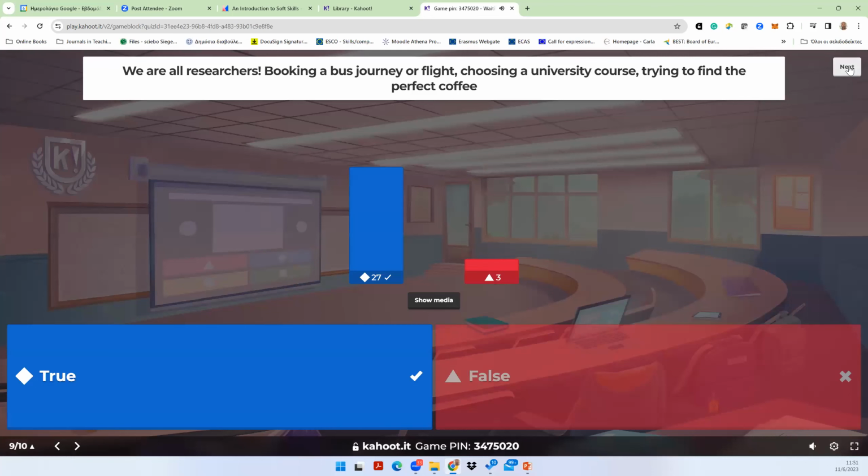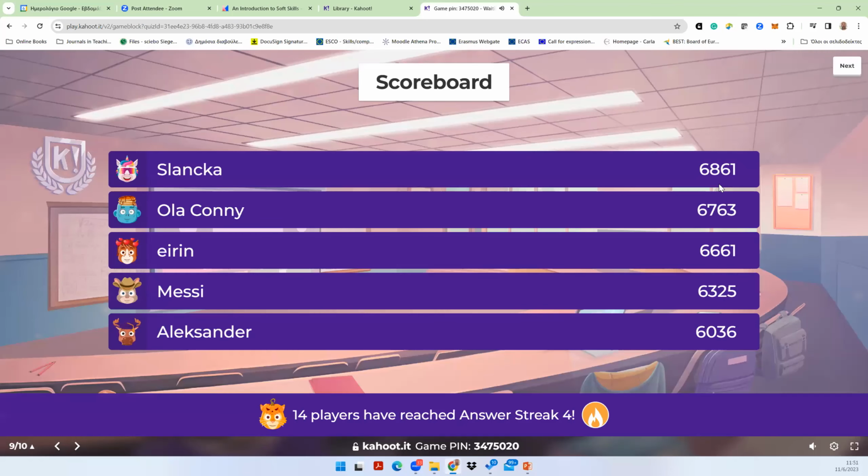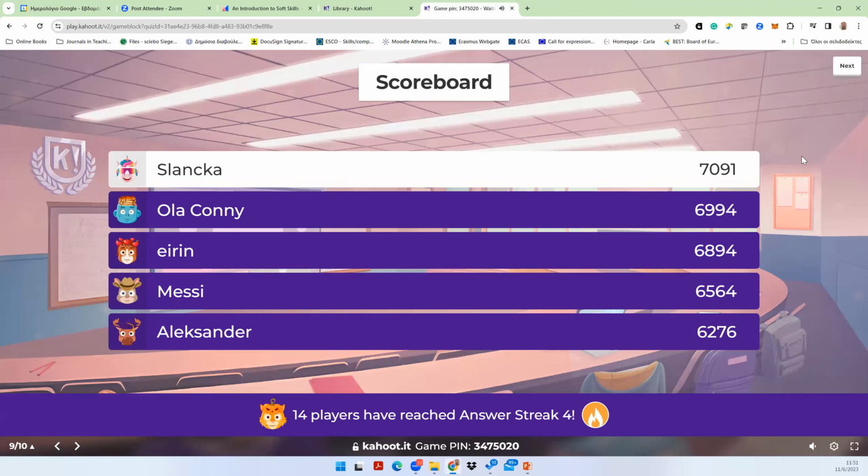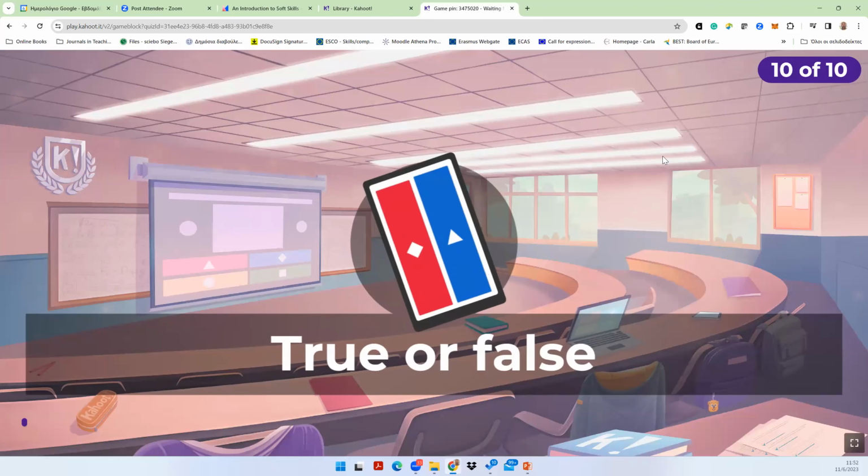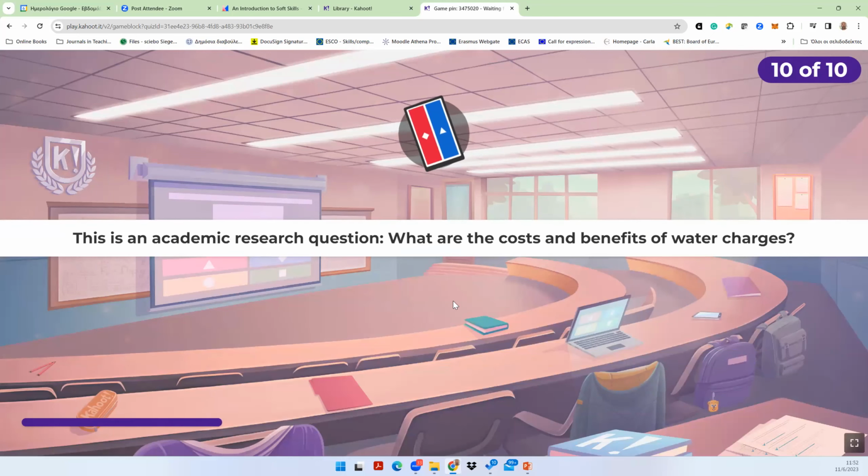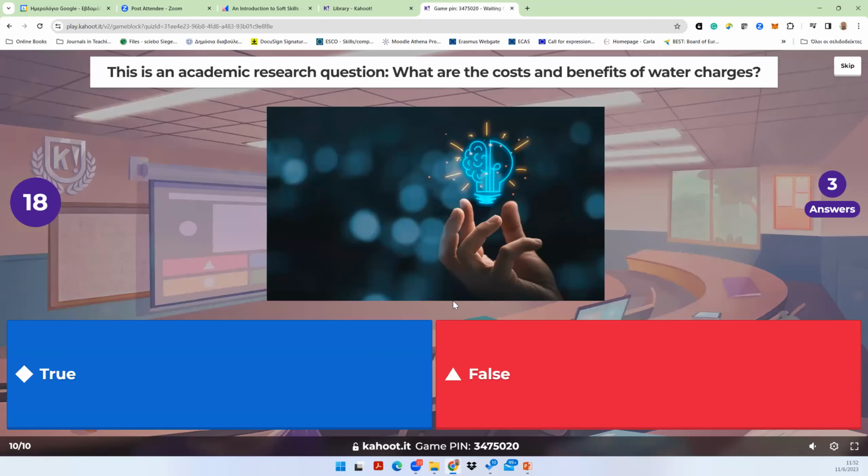Excellent. And then the last one, in order to finish the quiz and our discussion, this is an academic research question. What are the costs and benefits of water charges?